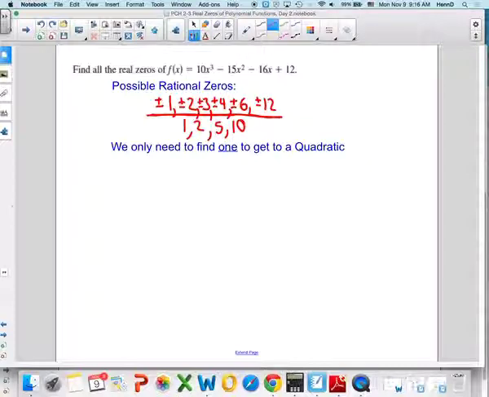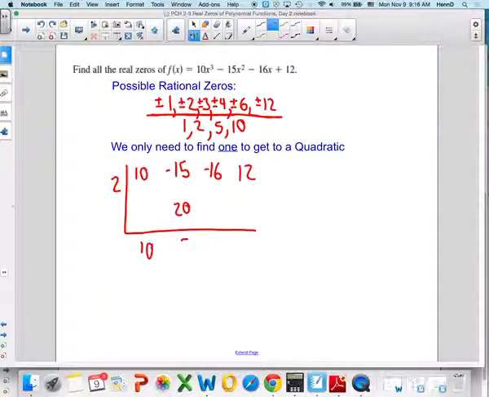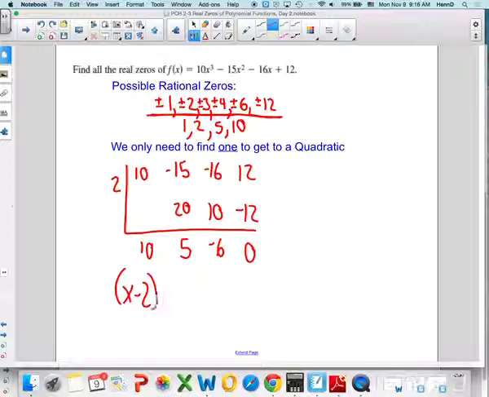Has anyone found one yet? I found one, but I can't factor it past x squared. You got 2, so you tried 2. Alright, so 10, negative 15, negative 16, and 12. So here's 10, 20, 5, 10, negative 6, negative 12, 0. Okay, good. So it's x minus 2 times 10x squared plus 5x minus 6.